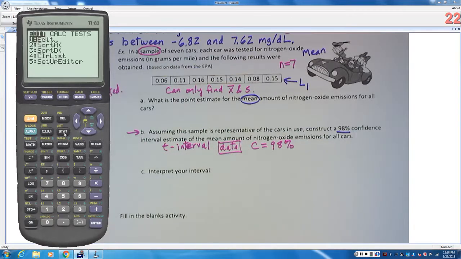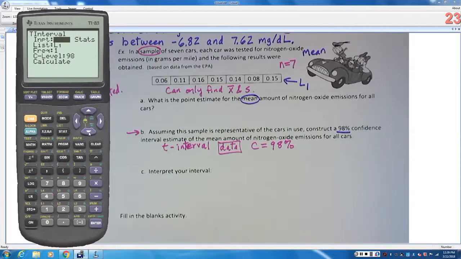So stat, test, T interval, number 8, and you choose data. And if you put, does yours say list 1, and did you use list 1? If you didn't use list 1, then you press second, list 2, or whichever one you used. Frequency. Leave the frequency at 1.